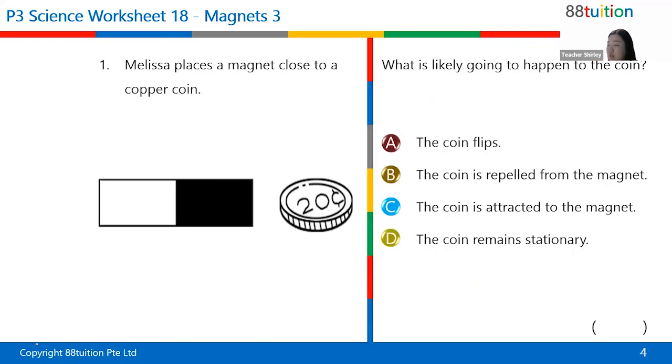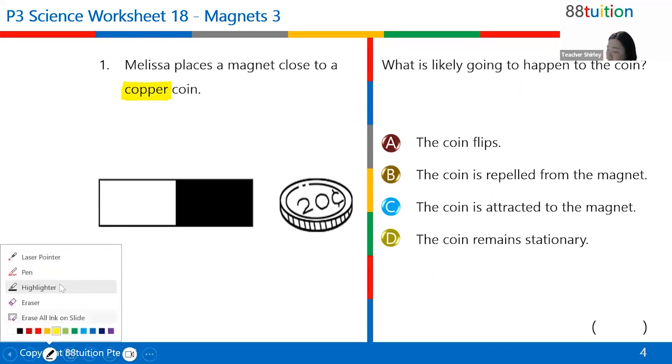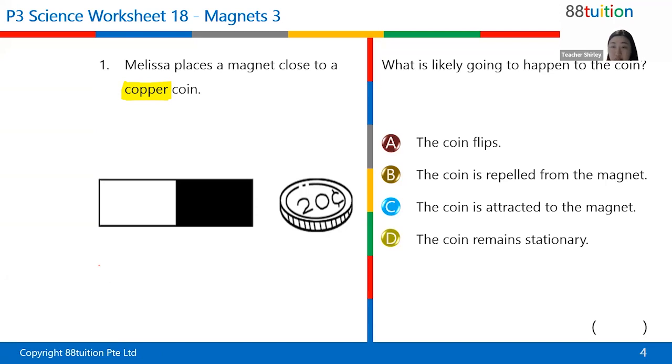Now let's move on to this question here. Melissa places a magnet close to a copper coin. Okay, so let's take note. This is a copper coin. So what does copper coin tell us? Is it a magnetic material or is it not a magnetic material? Remember your magnetic materials. Is it magnetic?